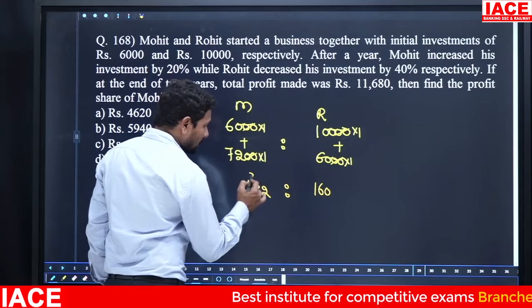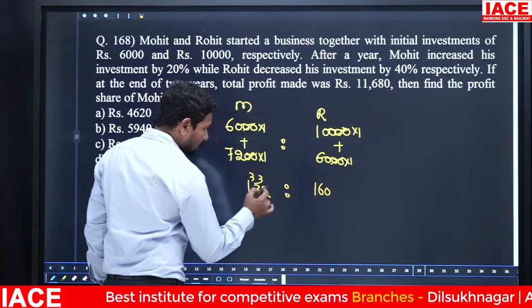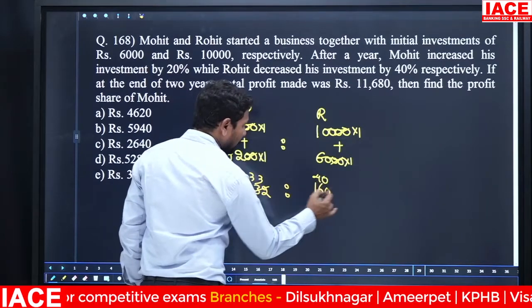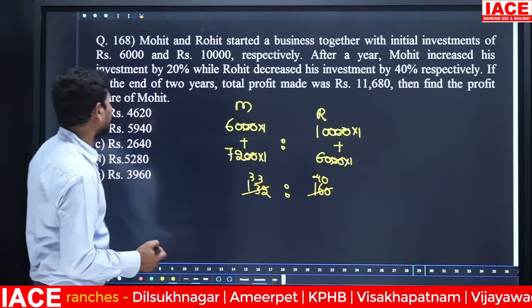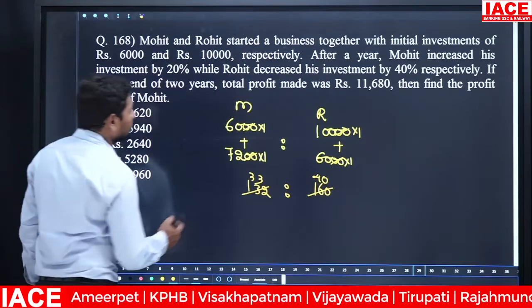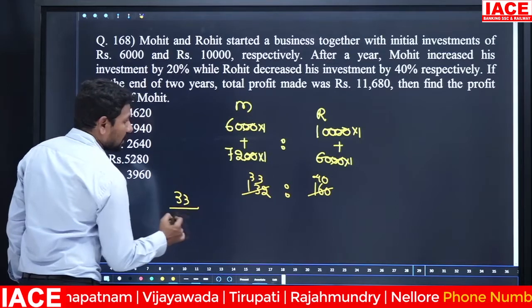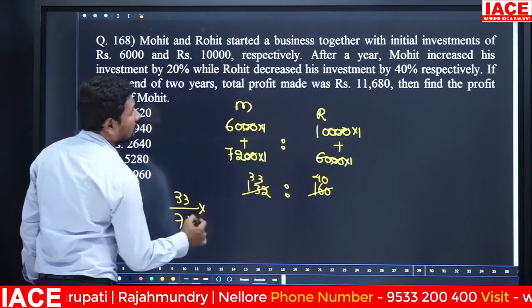Here 4 3s is 12, and 4 40s. Then the final ratio is 33:40. Then find the profit of Mohit. Mohit contains 33 parts out of 73 parts, we need to calculate.